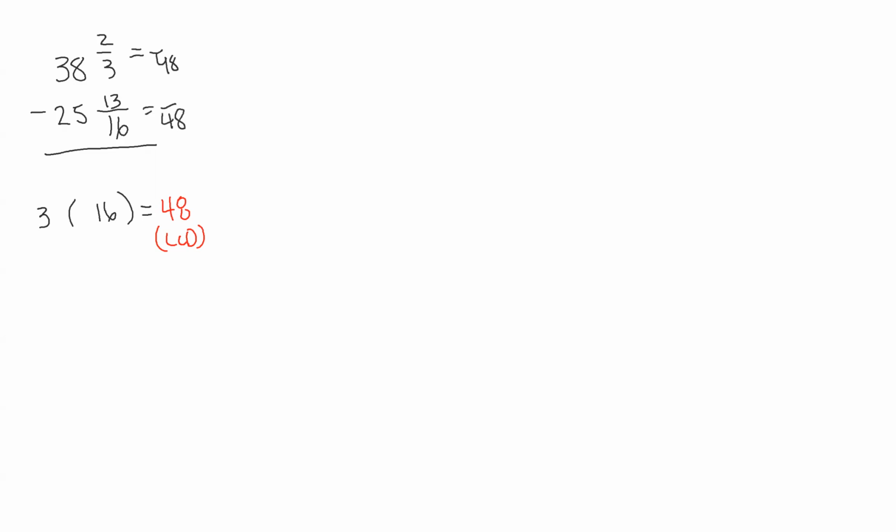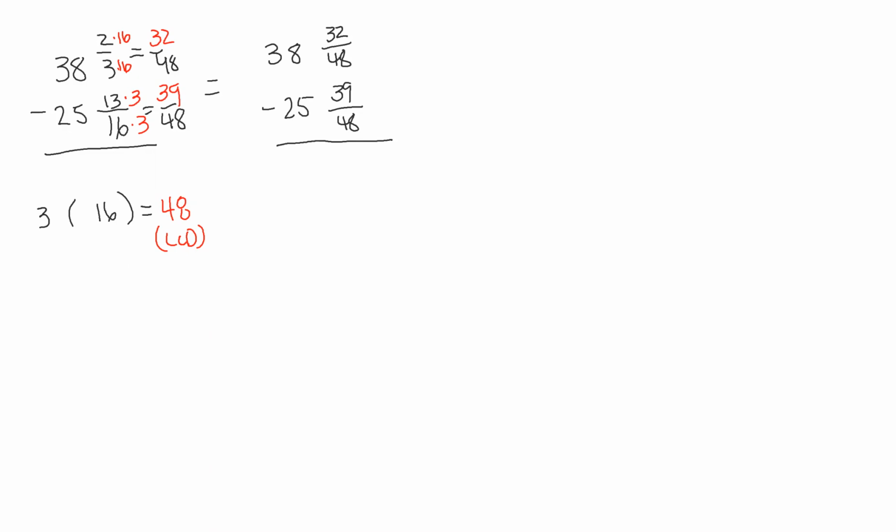Okay? So 3, I would multiply by 16. So top and bottom by 16. 16, I would multiply by 3. So top and bottom by 3. All right, we're going to clean this up a little bit. We get 38 and 32 48ths minus 25 and 39 48ths. Okay? So now we have common denominators and we would want to subtract.